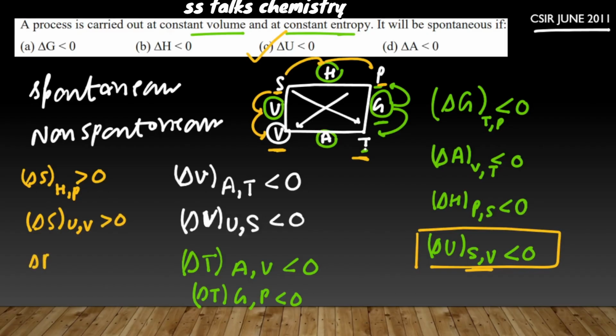Similarly, for the pressure, you will write del P at constant G and T, and it will be greater than zero, and del P at constant enthalpy and entropy will also be greater than zero. See, these are all the conditions in terms of the variables and the energies at different constant variables or different energy and variable values.